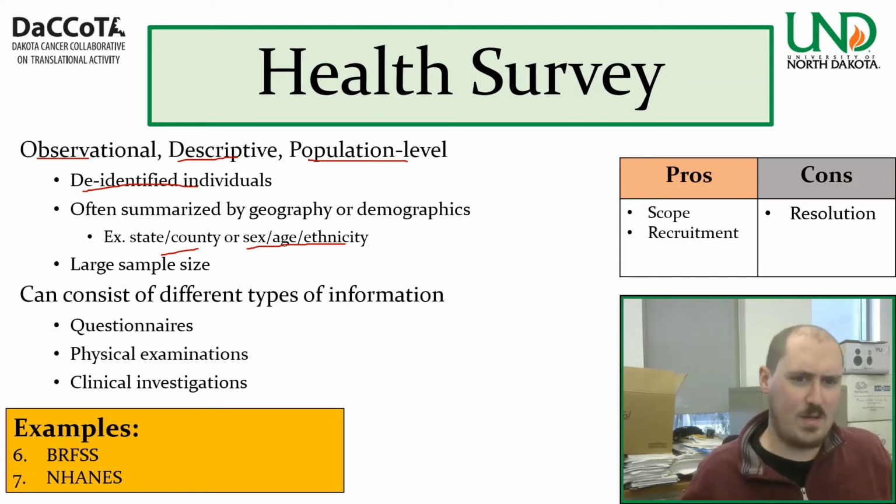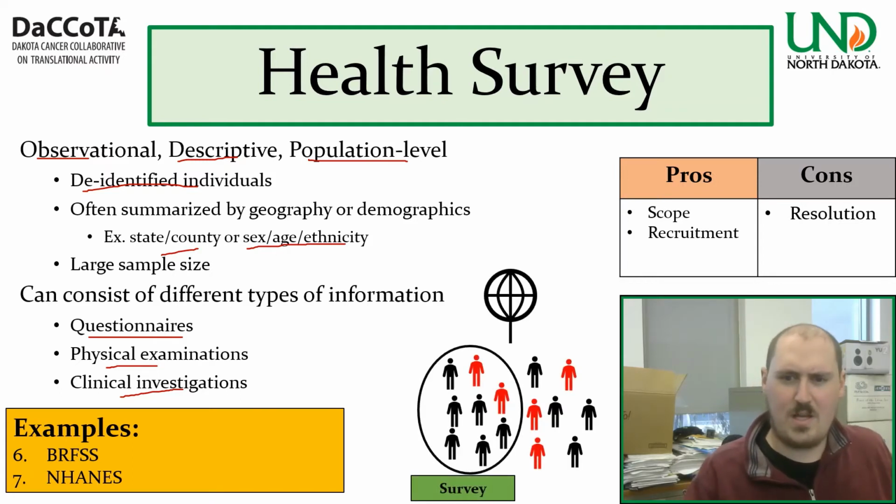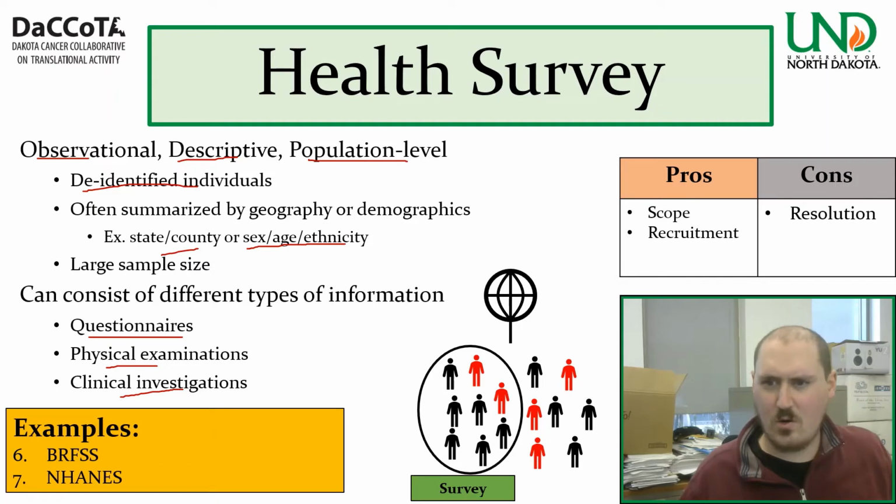Surveys can gather a lot of different types of information. The easiest one would be a questionnaire where people are asked health questions, but there could also be physical examinations, even clinical data, like blood count, serum levels, etc. So a setup would be something like this. You have theoretically a general population. You survey as much as you can. Some will have certain diseases, others won't. So disease in red, and generally healthy, or not having whatever disease you're looking at, in black.